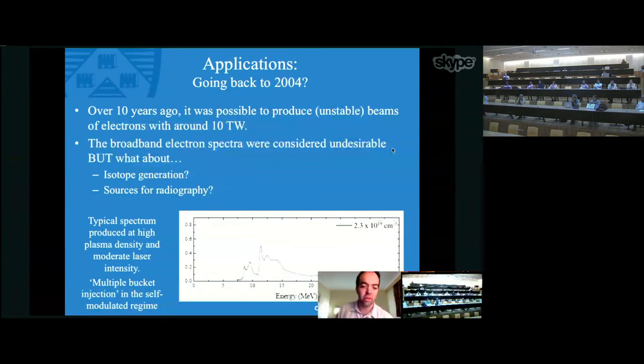Initially, we were able to produce electron beams of tens of MeV that were broadband and not very reproducible. They were generally generated in the self-modulated laser wakefield regime. So the quality of the beam wasn't great, but you could do it with less energy and less intensity. People generally looked at this and said, well, it's a broadband spectrum, no one's ever going to find that interesting. However, if you're looking for a source of radiography or you're looking to do isotope generation for nuclear physics, then maybe this is going to be useful.